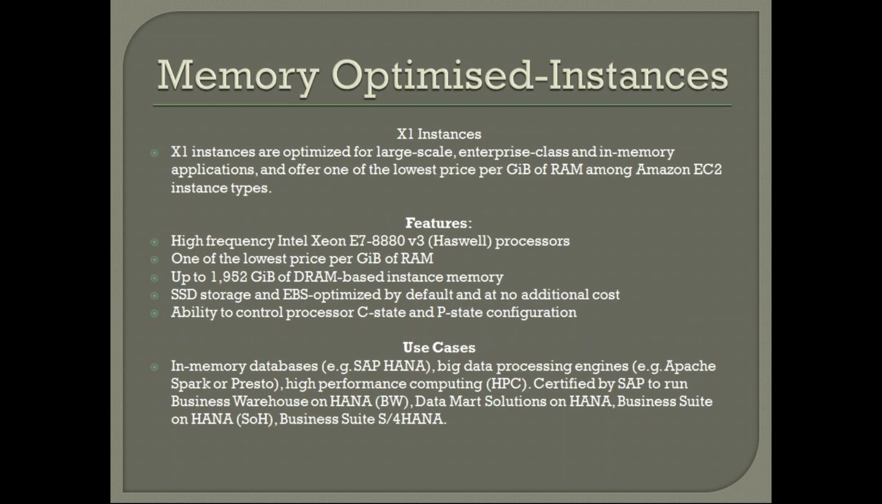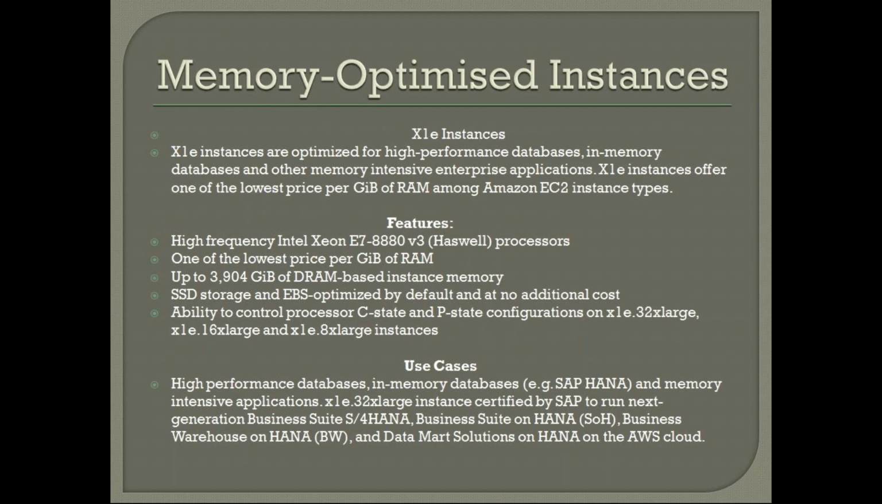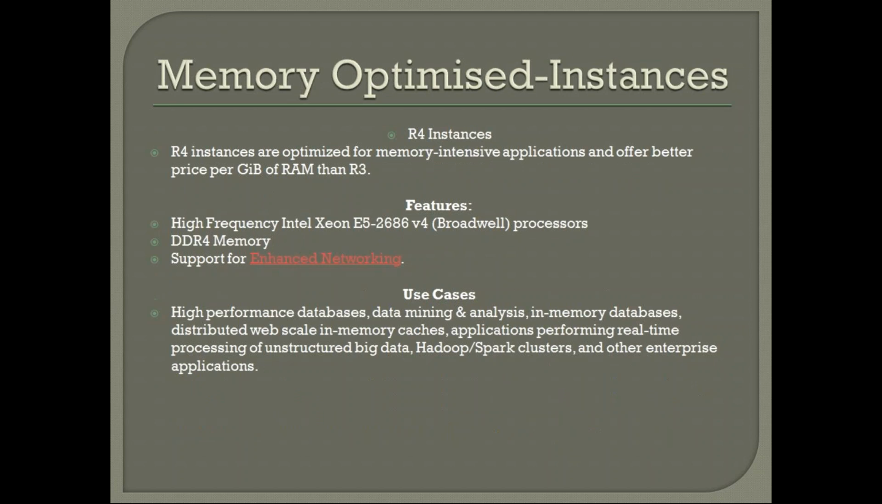So in the previous one, if you see, there is DRAM. Even before that, if you see the memory optimized is DRAM. So DDR3 is there, DDR2 is there, and DDR4. This is the latest DDR4 as per AWS that is used. So this memory optimized instances is also used for enhanced networking.